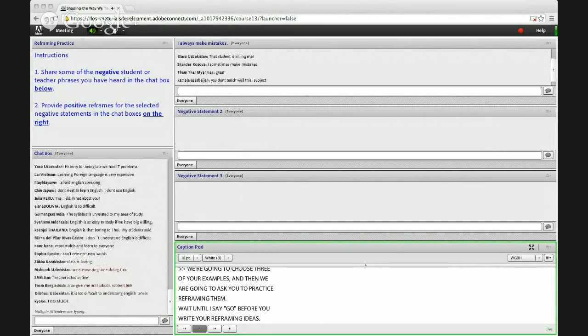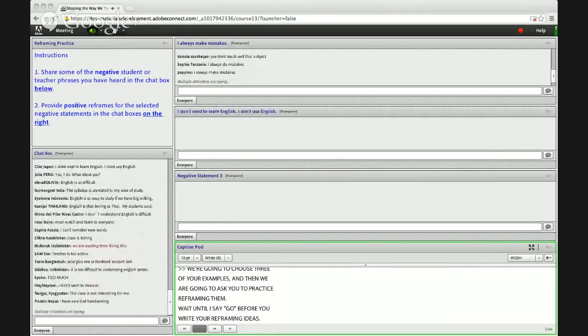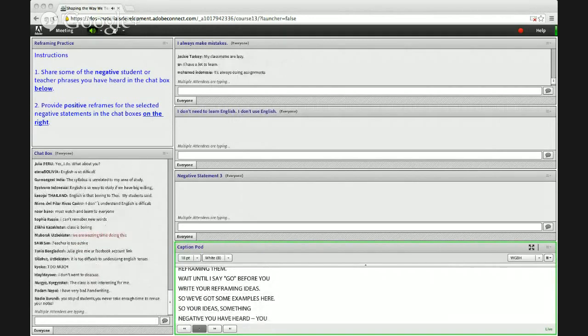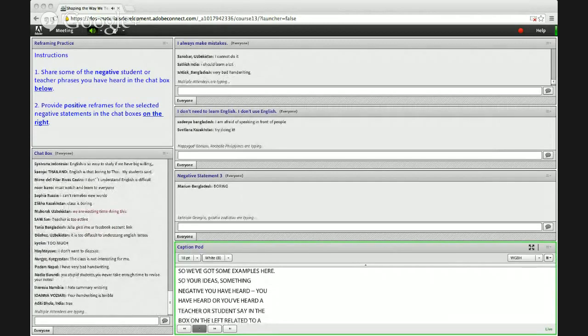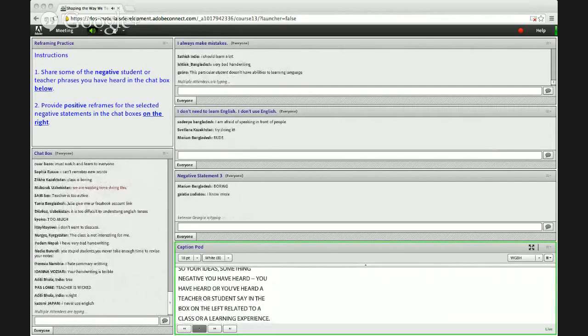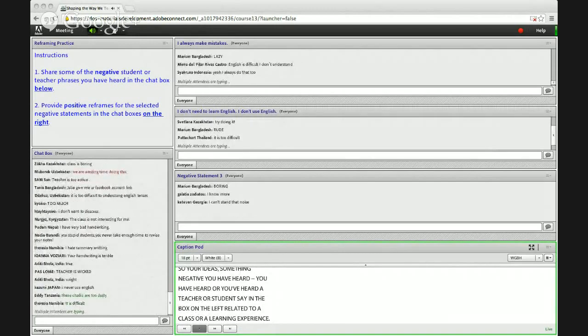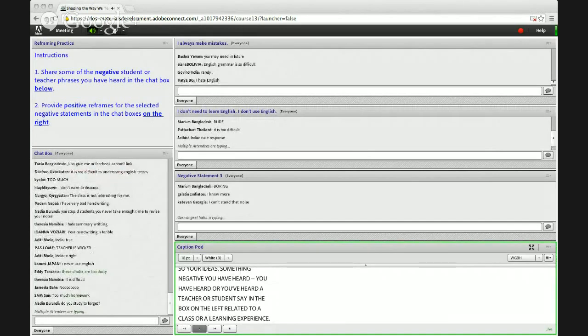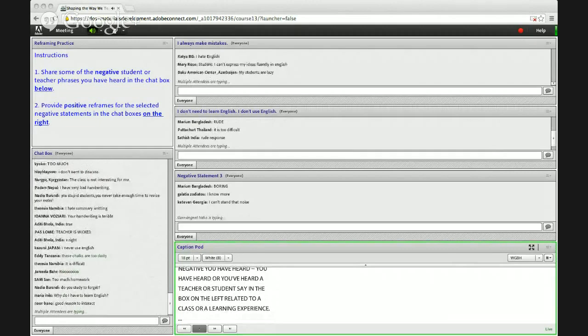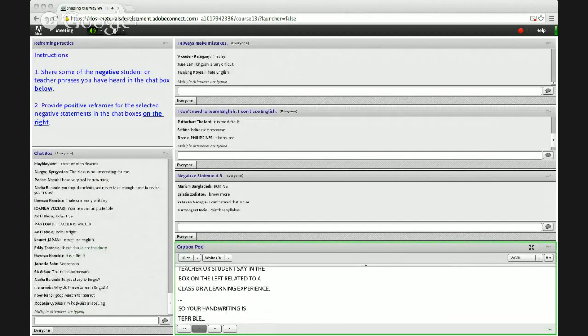So your ideas, something negative you have heard, or so you have thought, or you've heard a teacher or student say in the box on the left, related to a class or a learning experience. So, your handwriting is terrible. I see a lot of examples here.